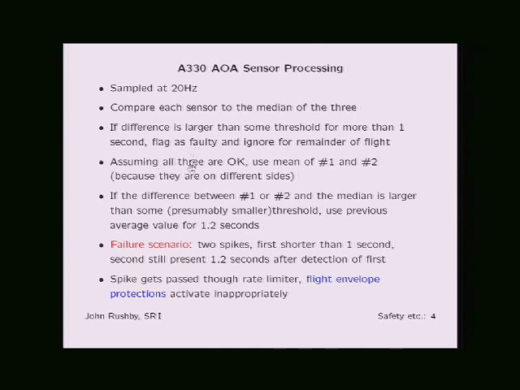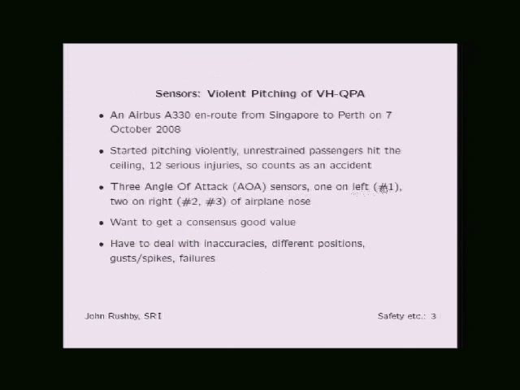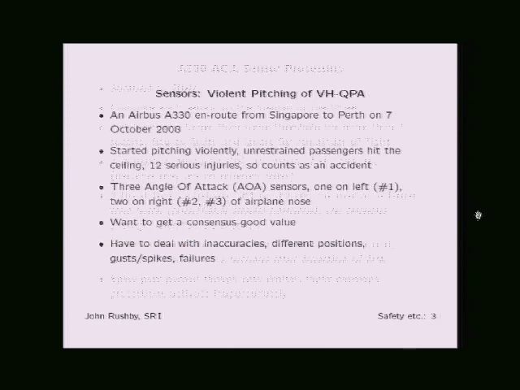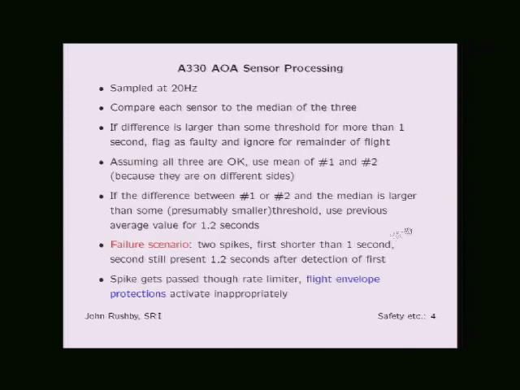Now, assuming all 3 are okay, the control software used the mean of sensors 1 and 2. If you remember, sensor 1 is on the left and sensor 2 is on the right, so they're trying to get readings from 2 different parts of the plane. They compute the mean of that, and the mean becomes the angle of attack. And then they have other things. Suppose the difference was a little larger, then we use the previous average value for some time, and so forth.